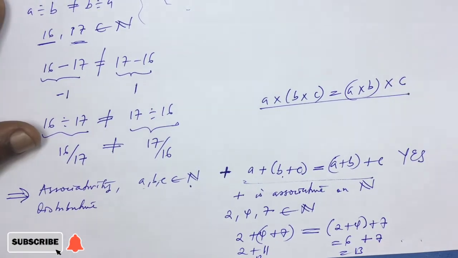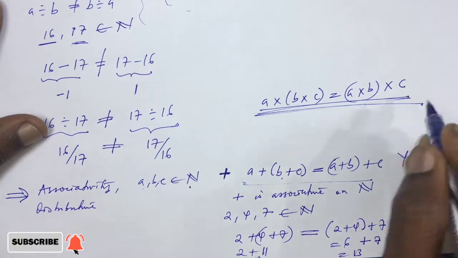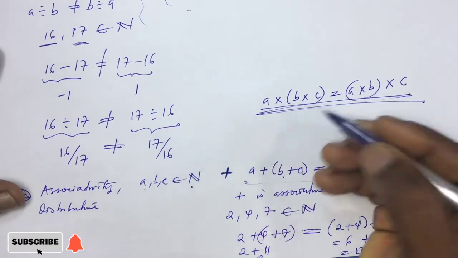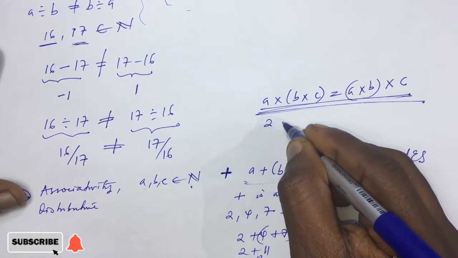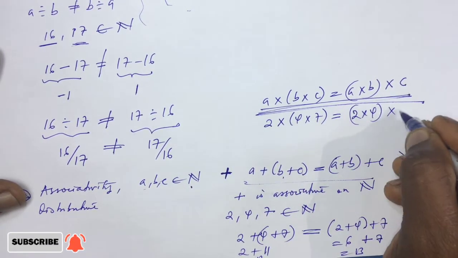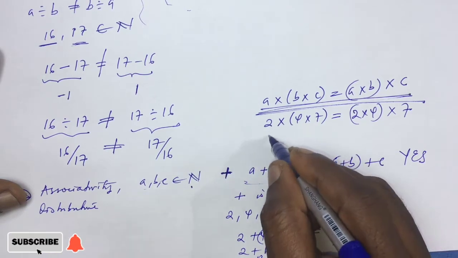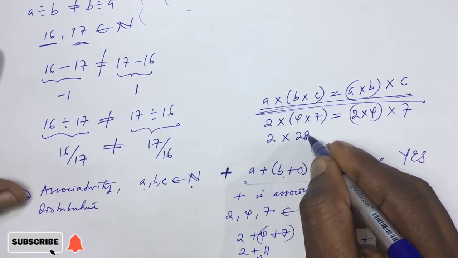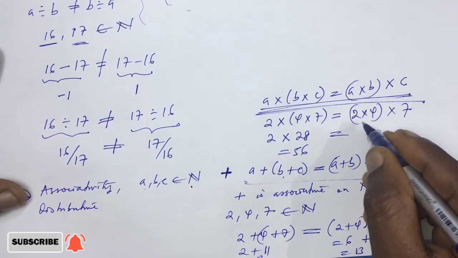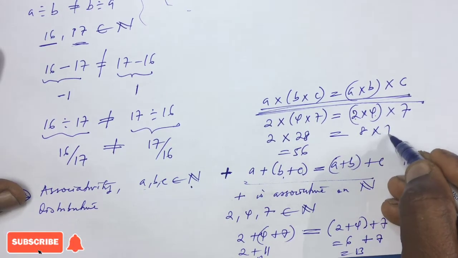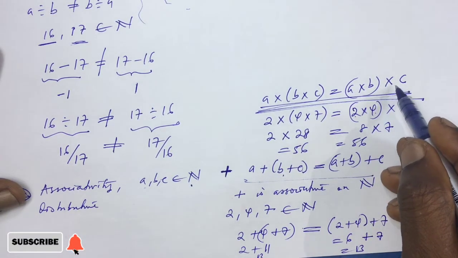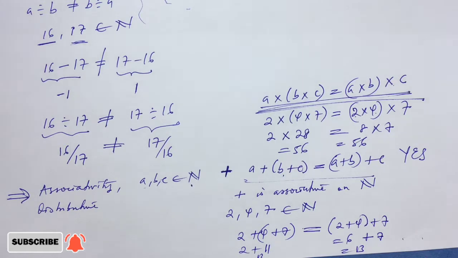Now, if you take it this way for associativity, looking at it critically so that we don't leave any stone unturned, you will notice that with the same 2, 4, and 7, 2 times (4 times 7) is the same thing as (2 times 4) times 7. Why? 4 times 7 is 28, so 2 times 28 will give you 56. Now on the other hand, 2 times 4 gives you 8, and 8 times 7 will also give you 56, and that shows you that multiplication is associative on N, in natural numbers.